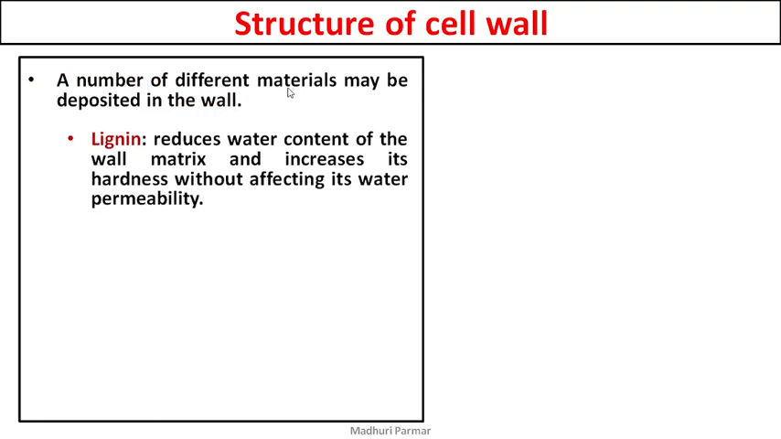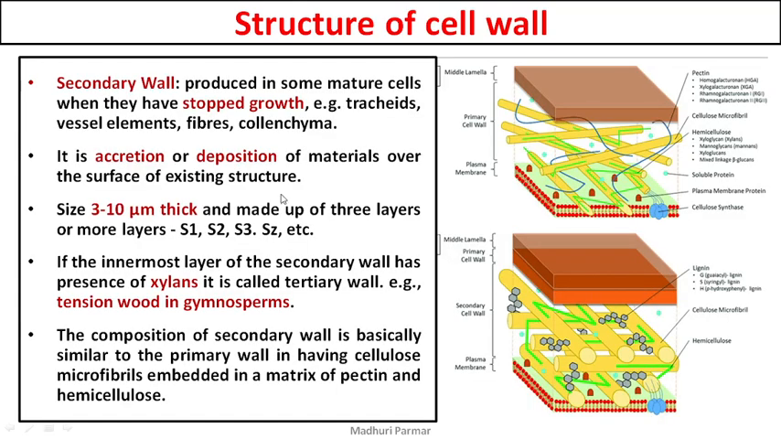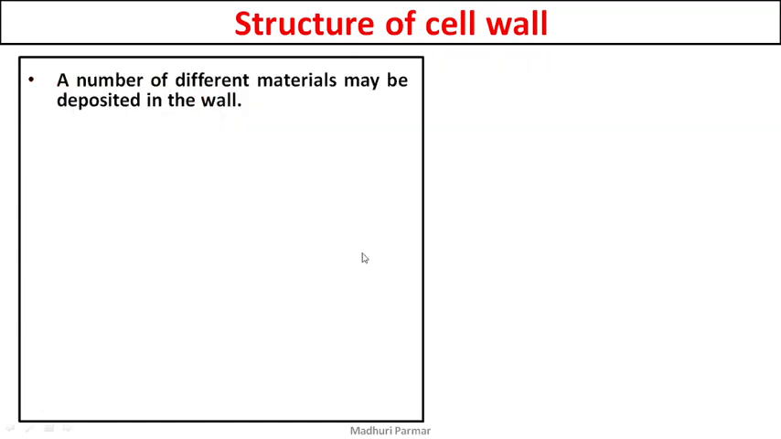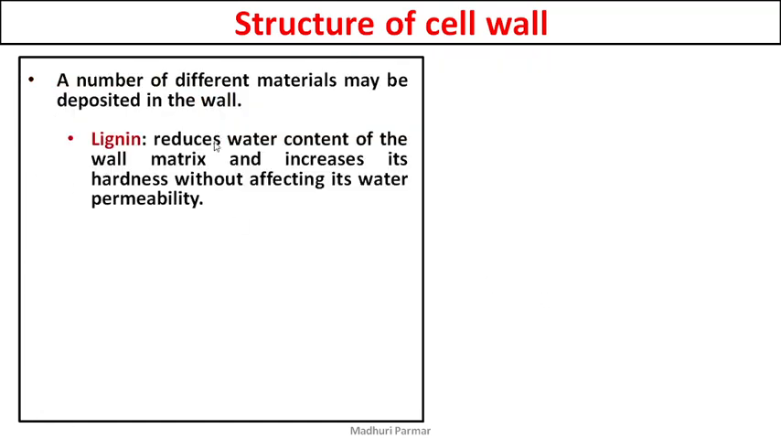A number of different materials may be deposited in the wall. There may be different materials deposited, like lignin. Lignin, here you can see this structure, the gray colored boxes. This lignin reduces water content of the cell wall matrix. Now the matrix is 60% water, but lignin will reduce the 60% and increase the hardness.